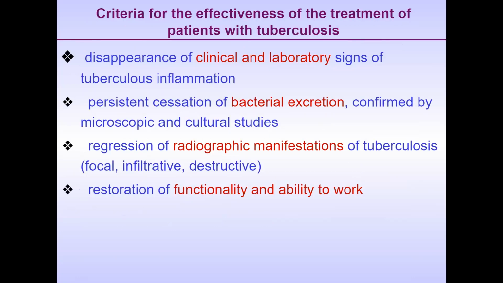Criteria for the effectiveness of the treatment of patients with tuberculosis: disappearance of clinical and laboratory signs of tuberculosis inflammation; cessation of bacterial excretion confirmed by microscopic and cultural studies; regression of radiographic manifestations; and restoration of functionality and ability to work.